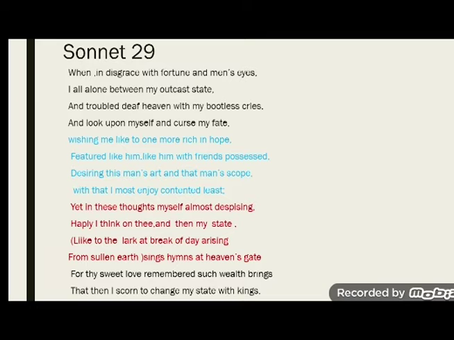Have you looked at the poem? How many lines are there? Do you know what a short poem with 14 lines is called? It is called a sonnet. So a sonnet is a short lyric poem having 14 lines.